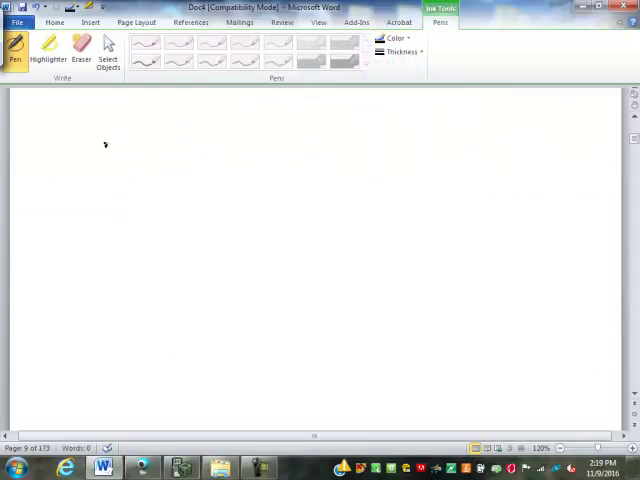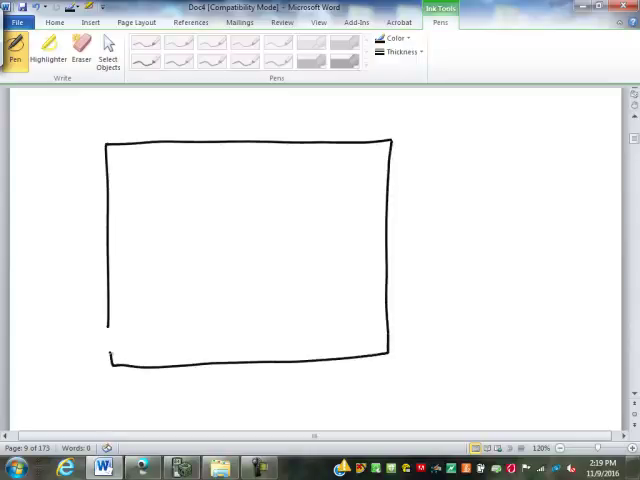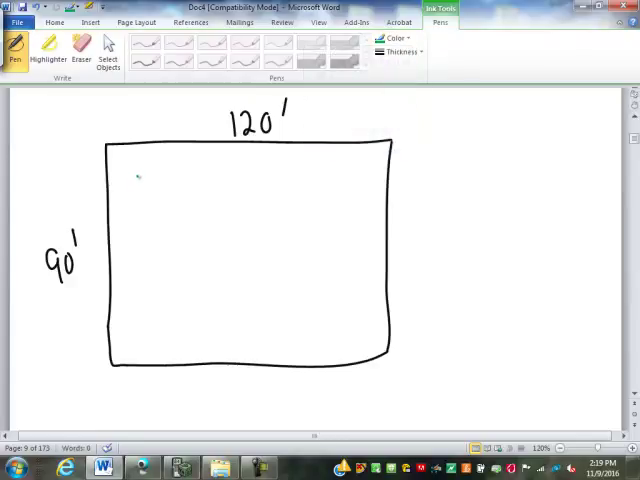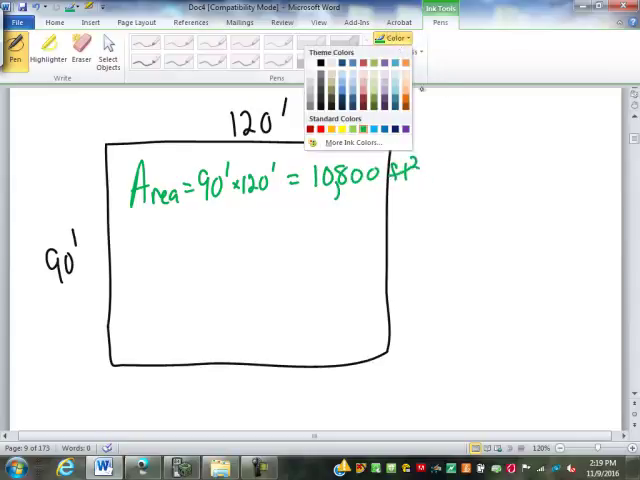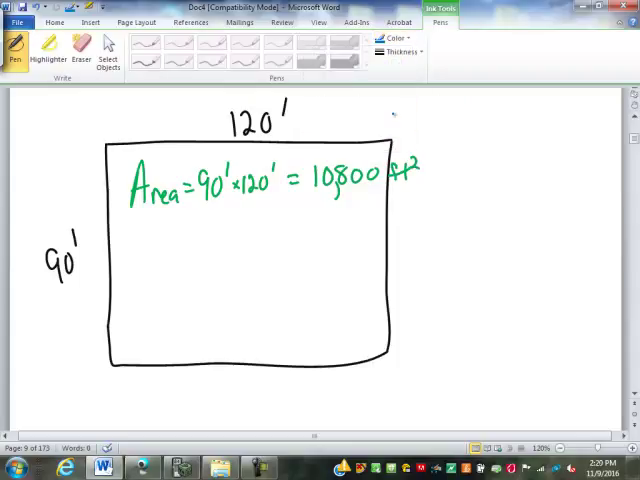So let's do just a little bit of basic area here quick. So let's say you go to buy a city lot. And that city lot is 90 feet by 120 feet. You want to know how many acres that is. Well, our basic area is 90 times 120, which is 10,800 square feet. Well, how many acres is that?